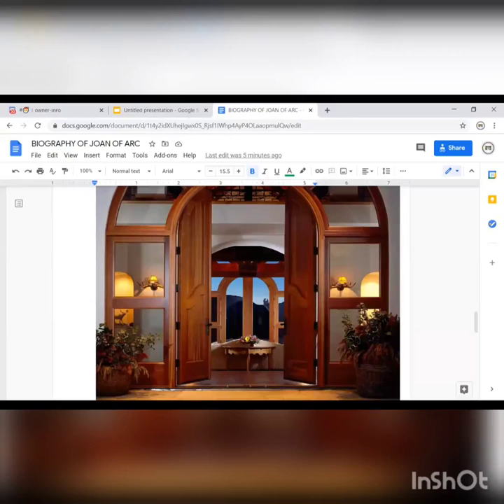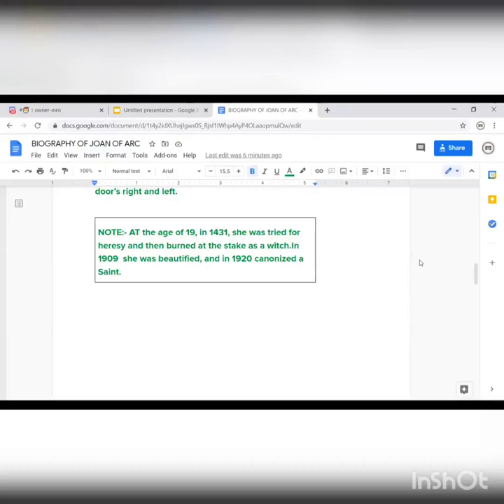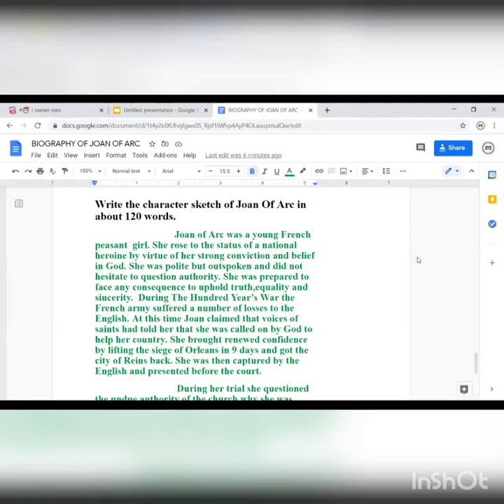What was the note? Note: at the age of 19 in 1431, she was tried for heresy and then burned at the stake as a witch. In 1909, she was beatified and canonized a saint. Now let's study the question that you may get in exams. Write the character sketch of Joan of Arc in about 120 words.